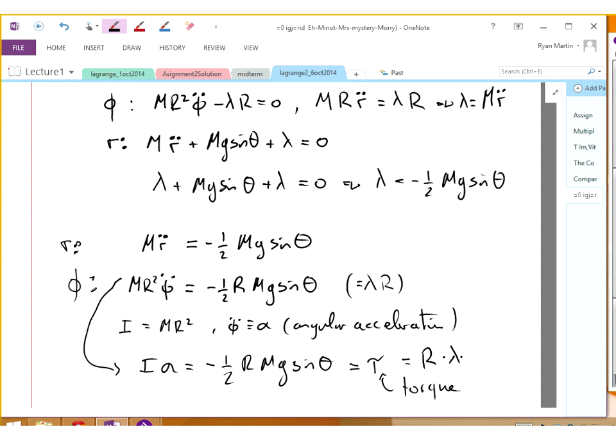So we see that lambda is connected to this force that makes the hoop rotate. In fact, lambda R is the torque that makes the thing rotate. So we didn't need to do two different coordinates for this system, right? We could have just done R or phi because the two are directly connected to each other. But instead, we chose to use both of them with this method of Lagrange multipliers.